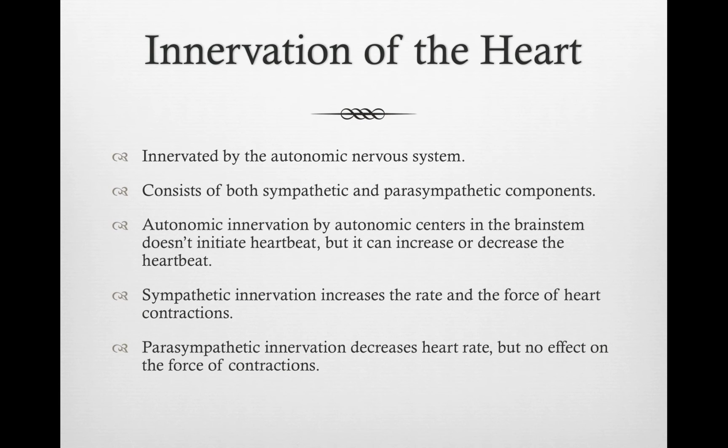Now, the heart is actually innervated by the autonomic nervous system. You'll learn later on that the autonomic nervous system is the involuntary nervous system. It consists of both sympathetic and parasympathetic components. This is not abnormal, by the way.